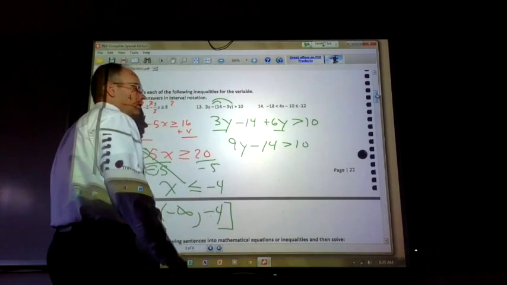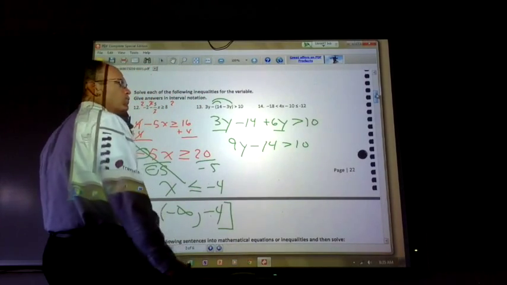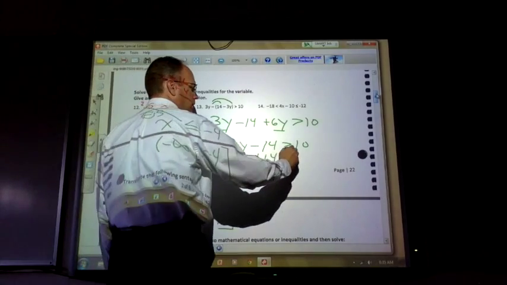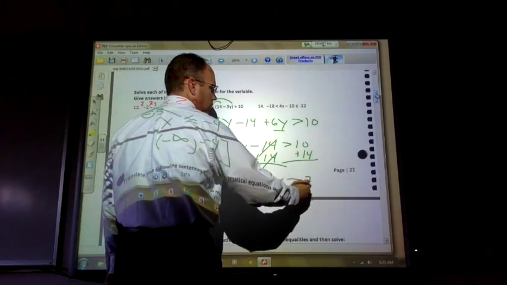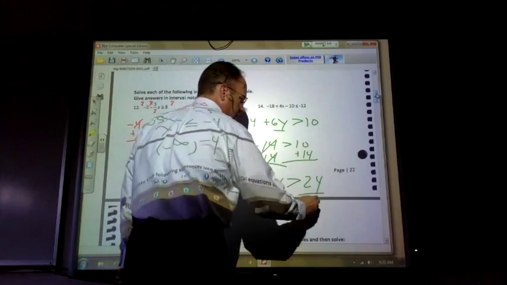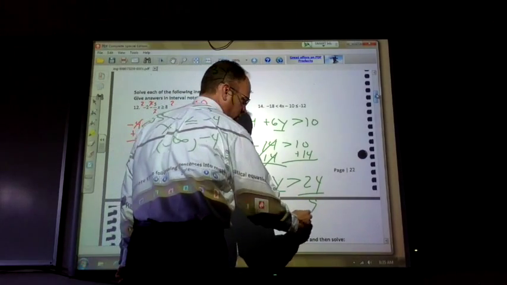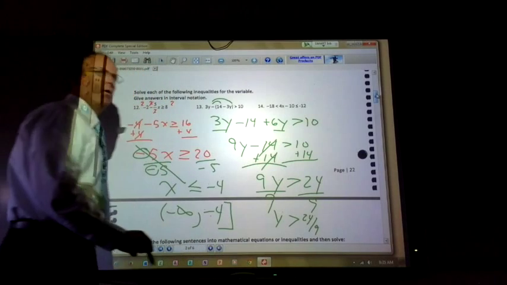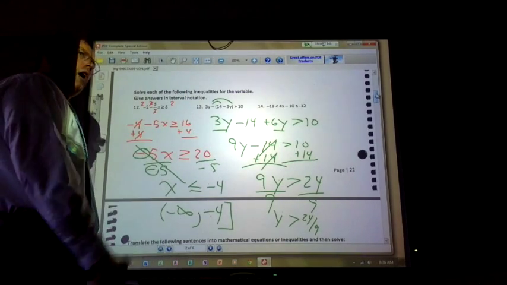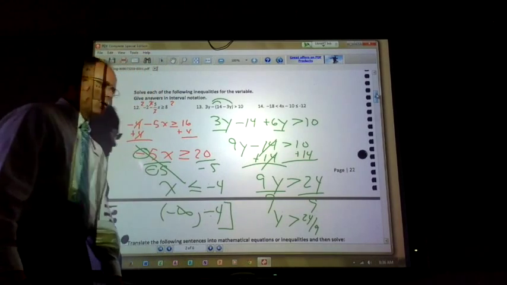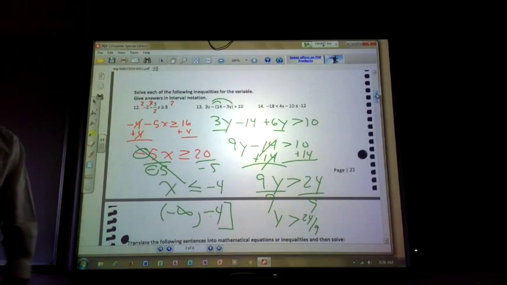9. Okay. Help me out. Add 14. Love it. That cancels that. 9y is greater than 24. Divide by 9. Can 24 over 9 be reduced? No. Which direction am I going? Positive infinity or negative infinity? Positive infinity. Where am I starting? 24 ninths. Am I going to have a rounded or a square bracket? Rounded. Why rounded? Doesn't have the equal sign.